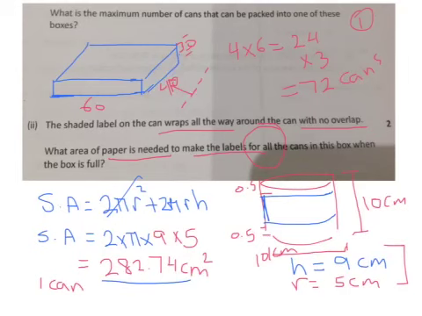So multiplying this by 72 will give you an answer of 20,357.28 square centimeters, and that's the total paper that they need. The question was asking to find the area of the paper that they need to label all the cans.